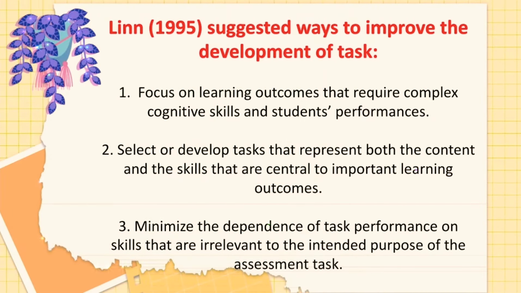In 1995, Lin suggested five ways to improve the development of tasks. First, focus on learning outcomes that require complex cognitive skills and students' performances. Second, select or develop tasks that represent both the content and the skills that are central to important learning outcomes. Third, minimize the dependence of task performance on skills that are irrelevant to the intended purpose of the assessment task.